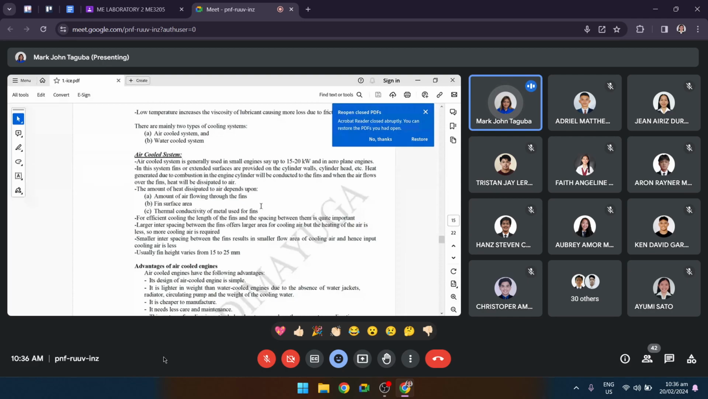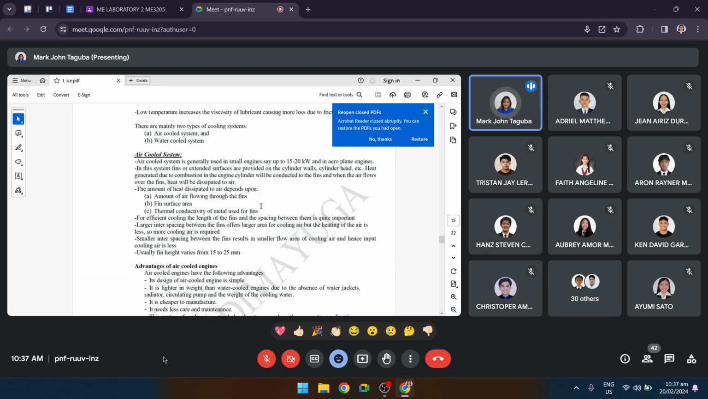Yeah, and in this system, fins or extended surfaces are provided onto the cylinder walls or the cylinder head, etc. Heat generated due to combustion in the engine cylinder will be conducted to the fins and then the air flows over the fins and then heat will be dissipated into the air. So the amount of heat dissipated into the air depends upon the amount of air flowing through the fins, fin surface area, and the thermal conductivity of metal used for fins.